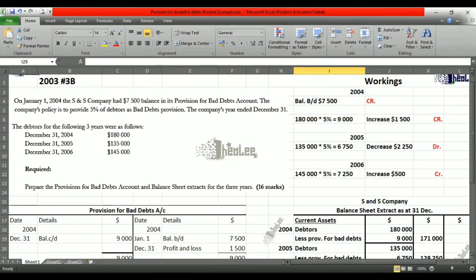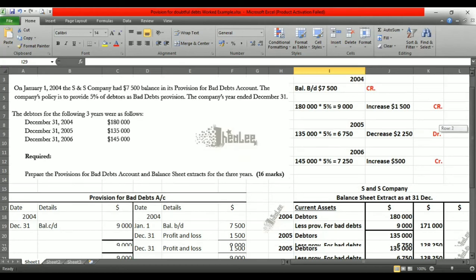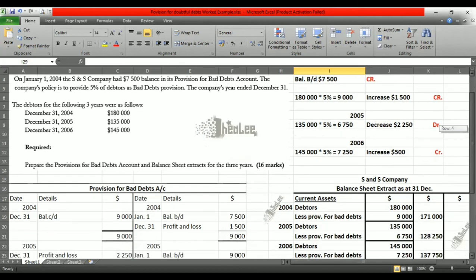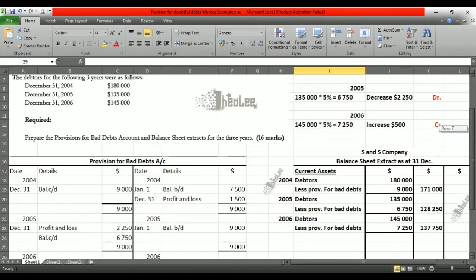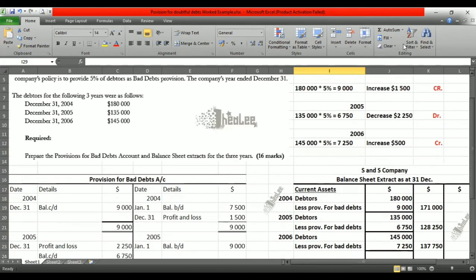It's an expense. And if there's a reduction, you would debit your provision for bad debts account while your profit and loss account is credited because this item is a revenue. So once there's a reduction in your provision for bad debts, it's reflected as a revenue in the accounting books. Do remember, you can double check if your provision for bad debts account is accurate. The figures that you get, I'll just highlight those figures for you.